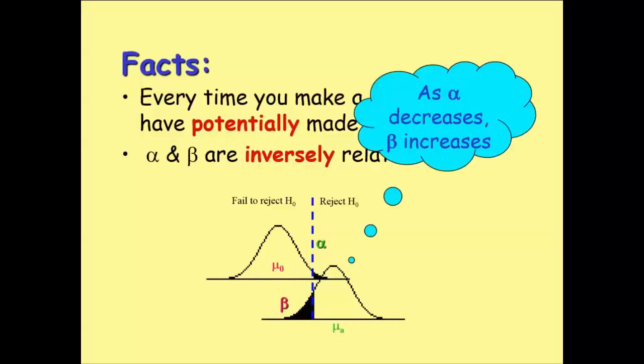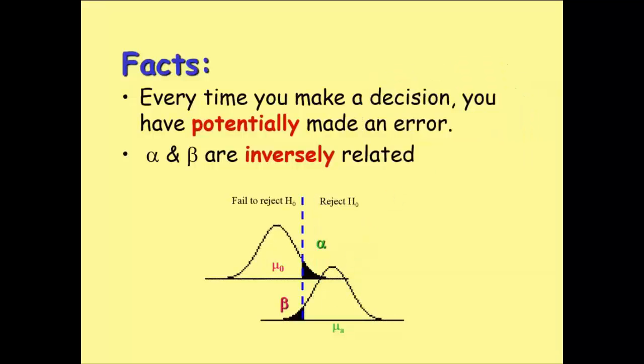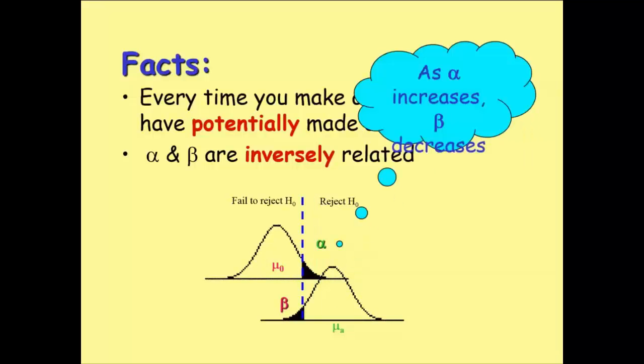So as alpha decreases, beta increases, is sort of the idea. And then the reverse being true, as alpha increases, beta decreases.